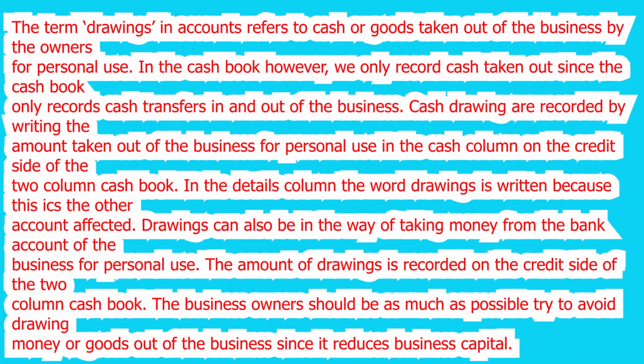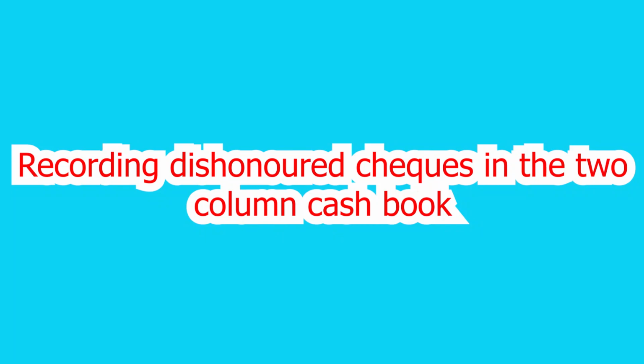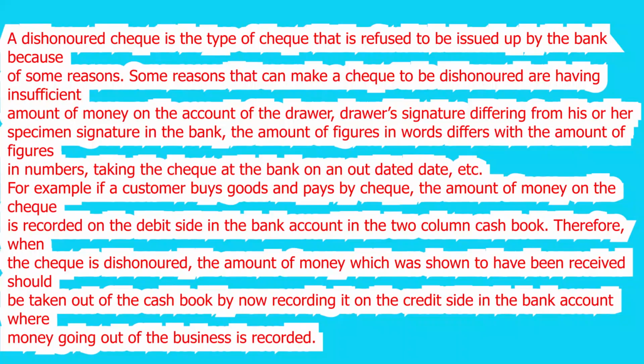Then let us look at recording dishonored checks in the 2-column cash book. A dishonored check is a type of check that is refused to be paid out by the bank because of some reasons. Some reasons that can make a check to be dishonored are having insufficient money on the account of the drawer, or the drawer's signature differing from his or her specimen signature in the bank. The amount in words differs from the amount in numbers. Taking the check to the bank on an outdated date.